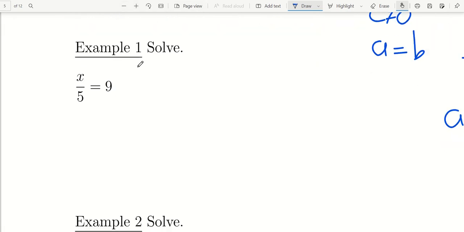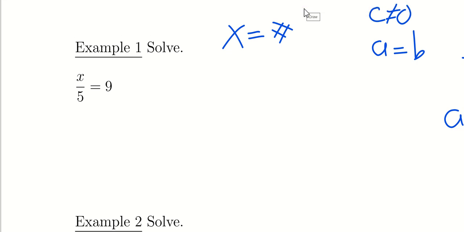For example, in problem number 1, we are asked to solve x divided by 5 equals 9. We know that our goal is ultimately to get the solution in the form x equals a number. We want to know what is the unknown number that if I replace x with that number, we get a true statement. In order to solve this equation, we want to remove or get rid of the division by 5. So we think to ourselves, well, what is the opposite of dividing by 5? And the answer is to multiply by 5.